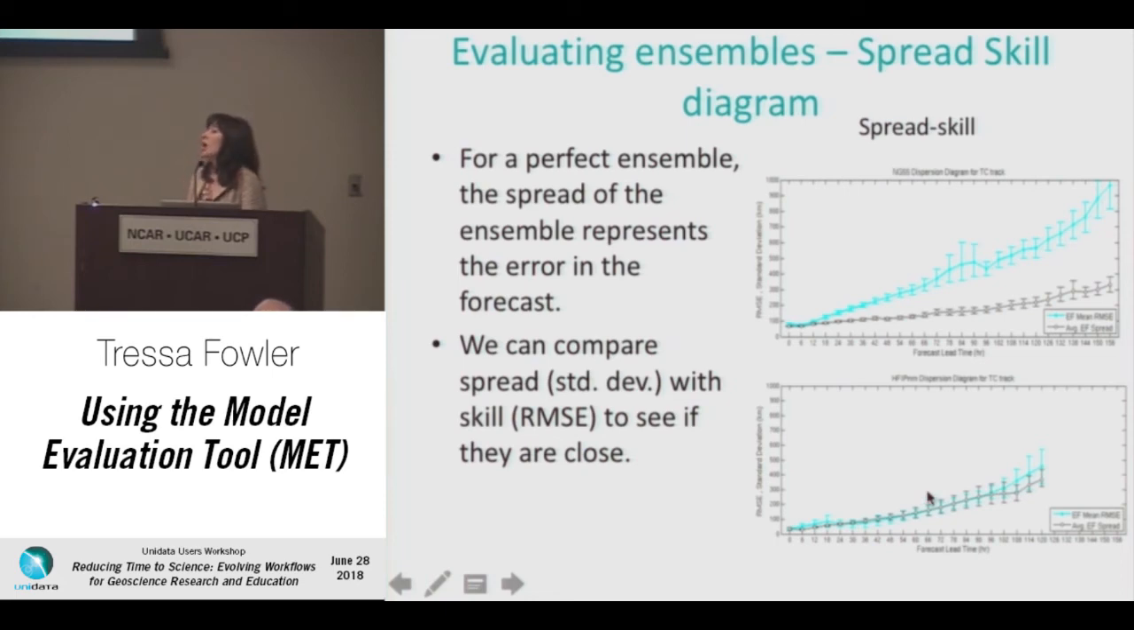So in this case, our ensemble spread does seem to represent the error in our forecast that we see with the observation. So then our ensemble spread is about right. And again, these can be produced in MET and MET Viewer.